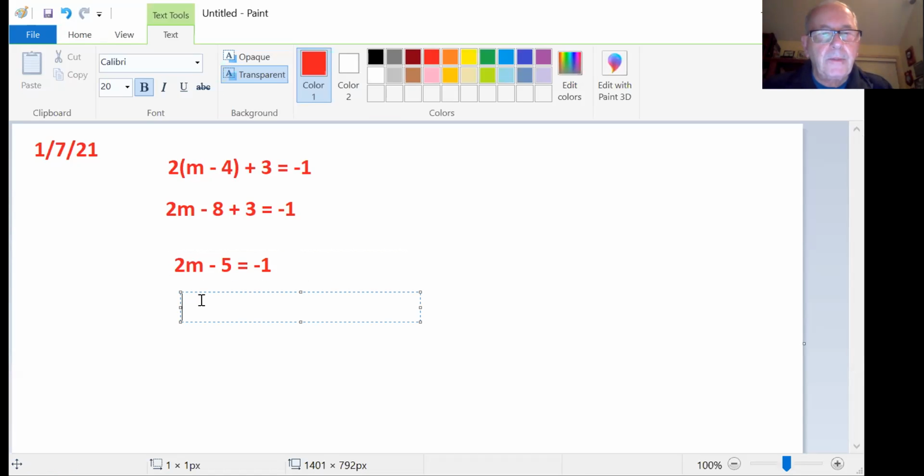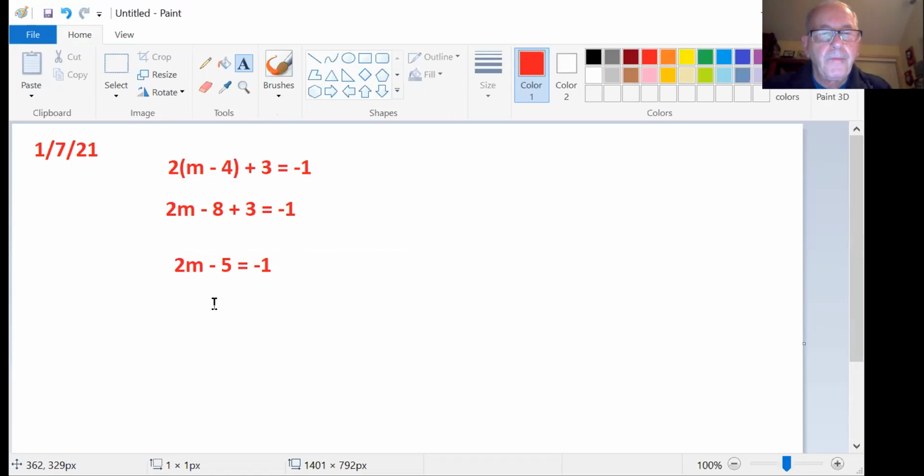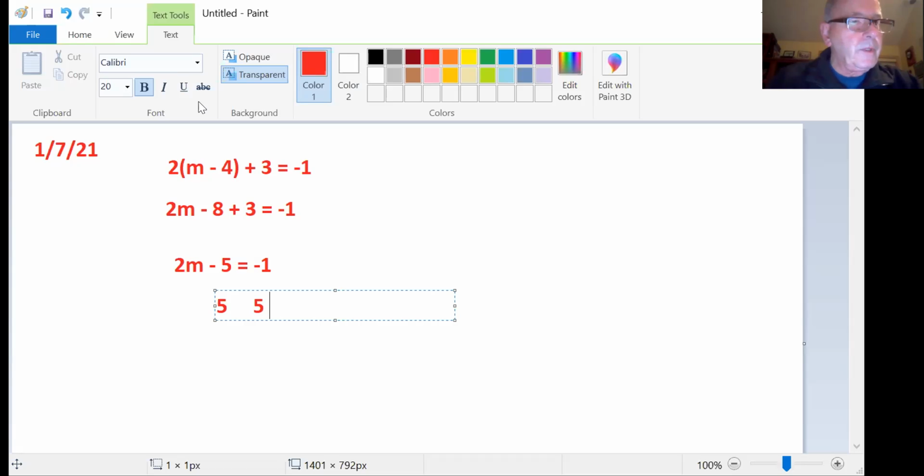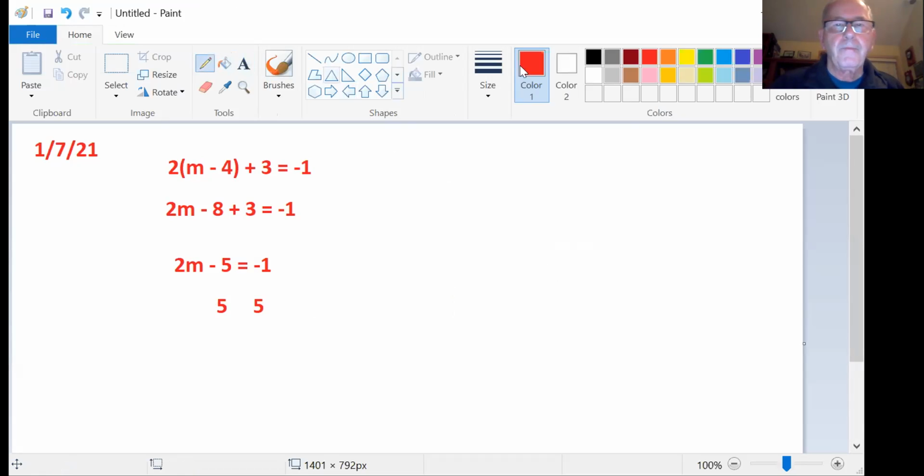Okay, Tessa, what do we do next? So now we would add 5 to both sides, right. And you can look at it like your original 1 and 2 step equations that you're probably familiar with doing. Let's see here. Okay. So it becomes 2m is equal to 4 on the right-hand side, right?